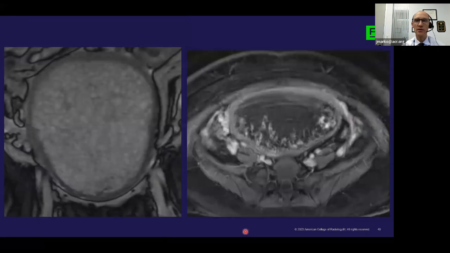Here are some MR images, and this is a coronal T2-weighted image, and I think it beautifully shows the little tiny cystic structures that make up the bulk of this lesion. It has a grape-like appearance. And then our post-contrast images again nicely show the hypervascularity of the hyperplastic trophoblastic tissue.